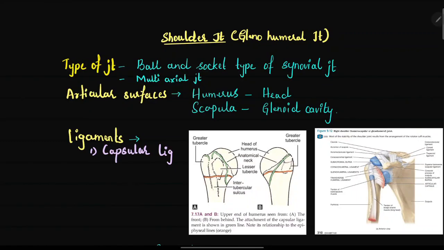So today's topic is about the shoulder joint. The shoulder joint is a ball and socket variety of the synovial joint, and it is a multi-axial joint. The articular surfaces are the head of the humerus and the glenoid cavity of the scapula.